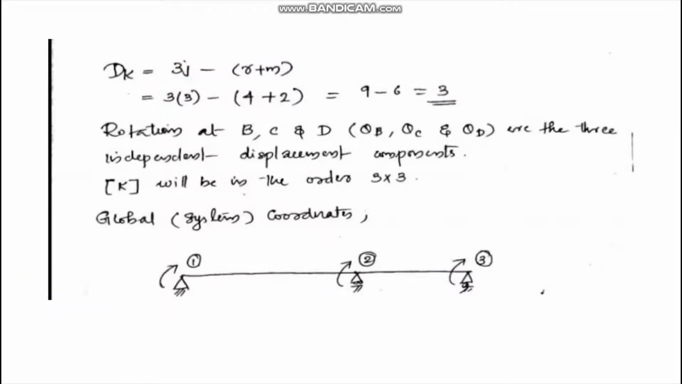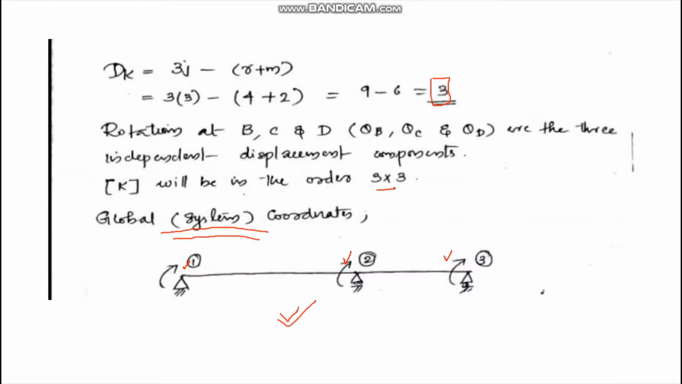Okay. So the rotations at B, C and D, theta B, theta C and theta D, are the 3 independent displacement components. K will be of order 3 into 3, since we have 3 degrees of kinematic indeterminacy. After that, we have to draw the global or system coordinates. This is how it will look.